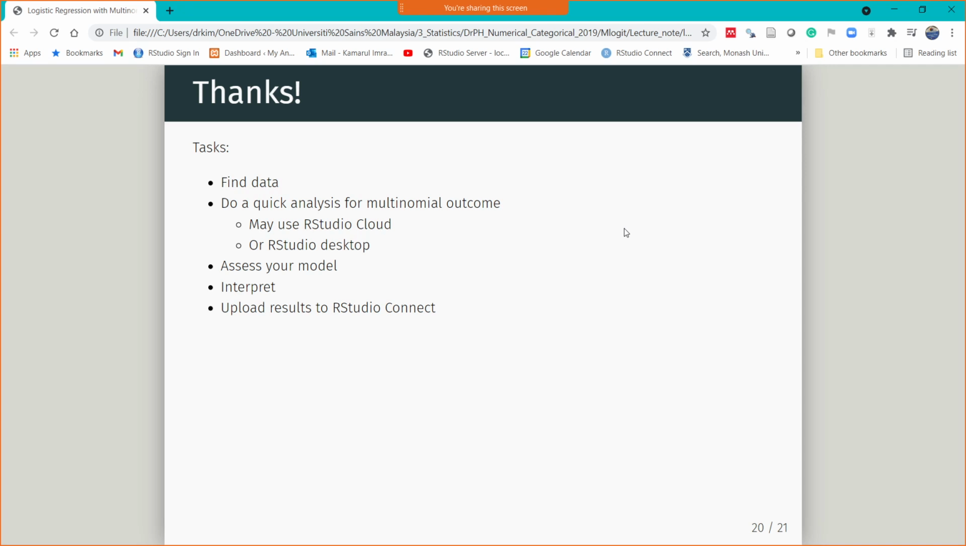Do many times. You can use RStudio Cloud or you can use RStudio Desktop. Assess your model. Try to interpret, because the results in R are a little bit confusing. Sometimes you can make mistakes, so be careful. And please upload your results to RStudio Connect.